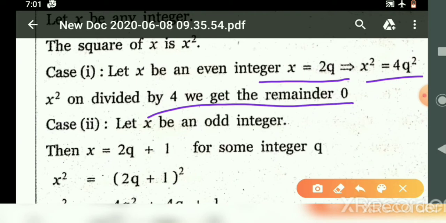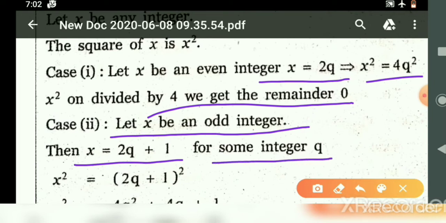Then case 2: let x be an odd integer. So x is equal to 2q plus 1, for some integer q, where q means quotient. Then squaring on both sides, x square is equal to 2q plus 1 the whole square.